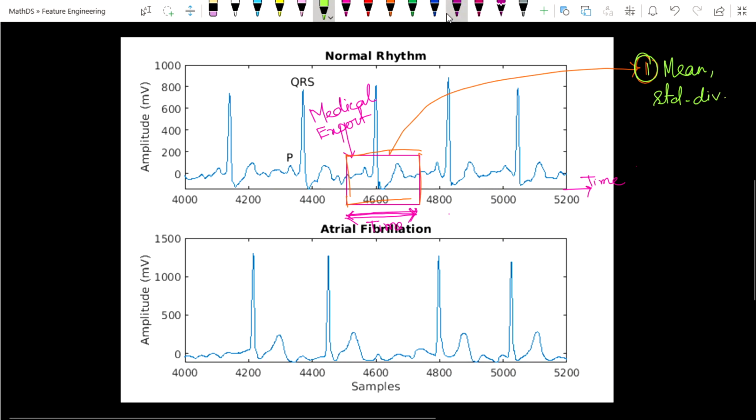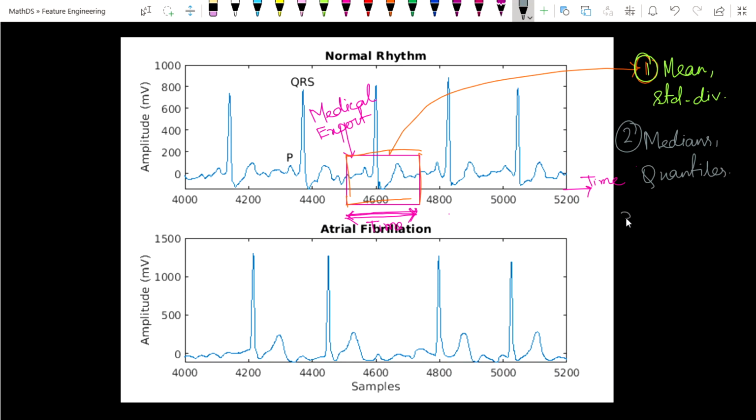The second one is the median or quantiles, that kind of features. The third one is the maximum range. Just see here it is the maximum, here it is the minimum value. So what is the maximum value and minimum value of this wave's amplitude, max and min. These kinds of features we have to take into our considerations.